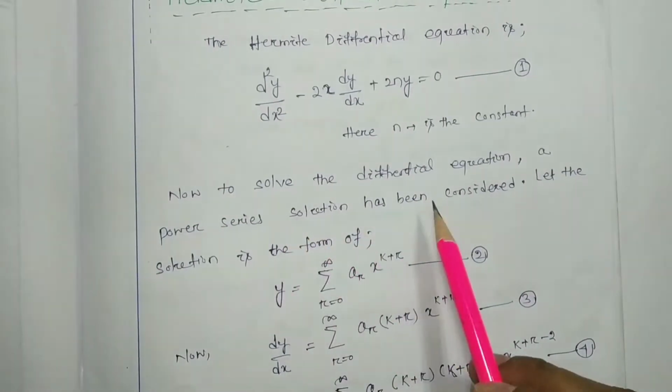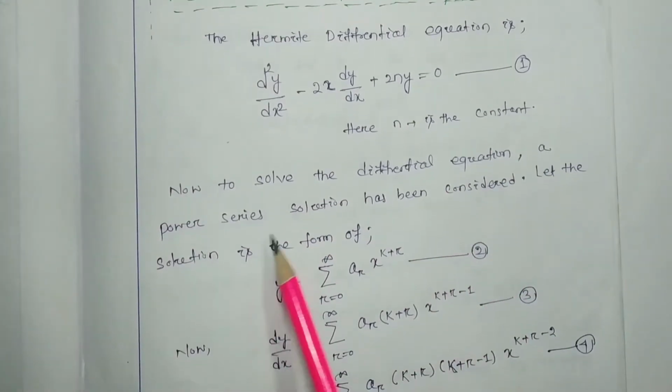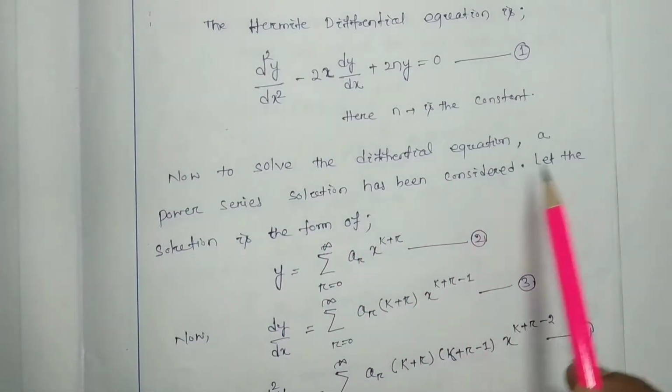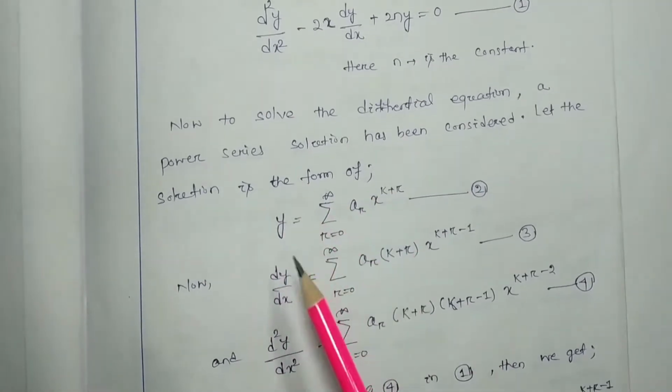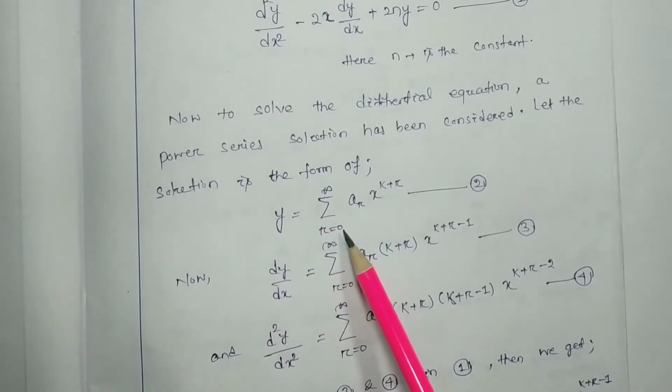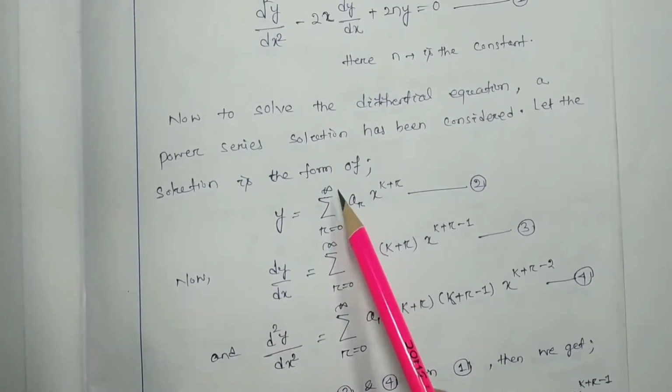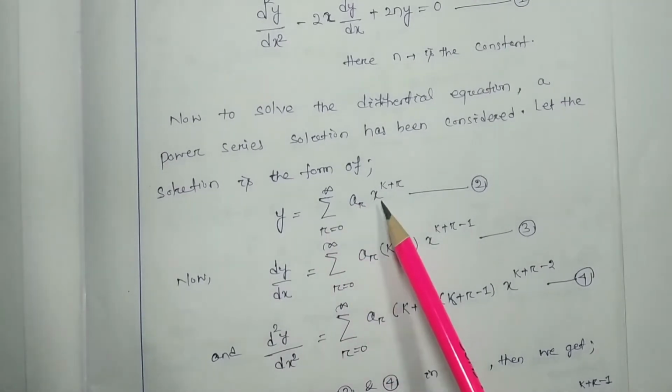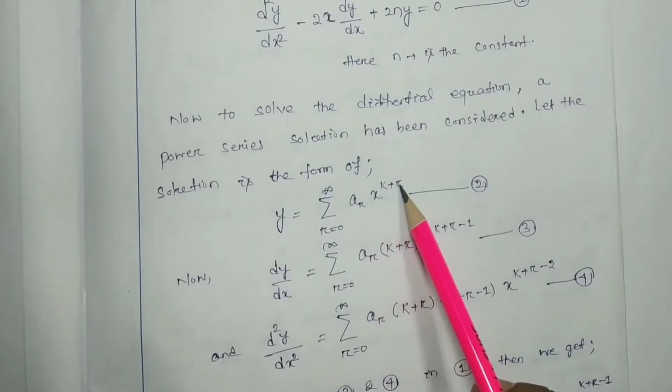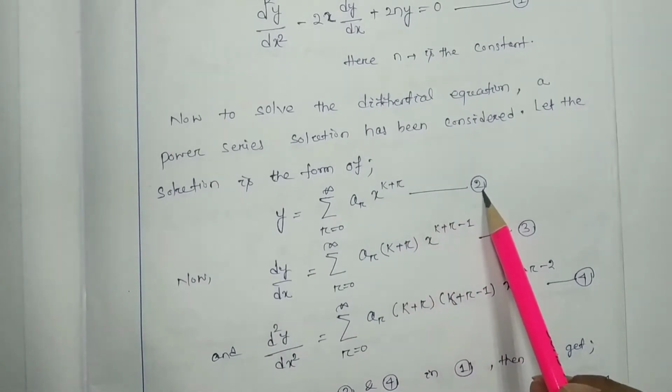Now to solve this differential equation, a power series solution is considered. Let the solution be in the form y equal to summation over r equal to 0 to infinity of a_r x to the power k plus r. Let it be equation number 2.